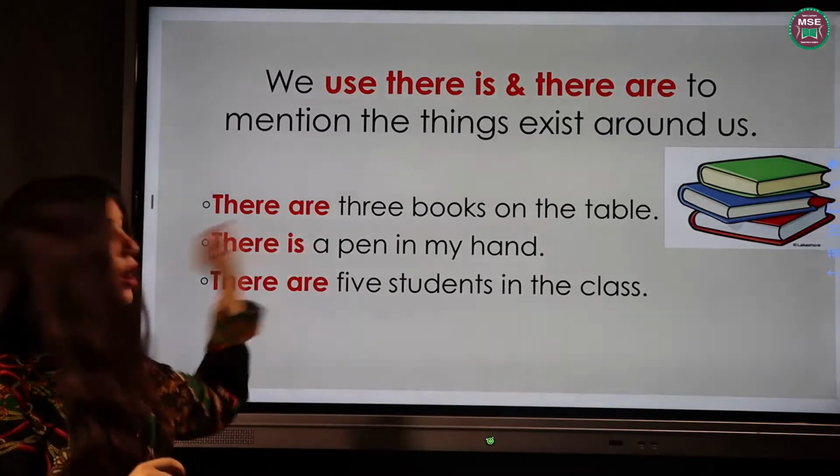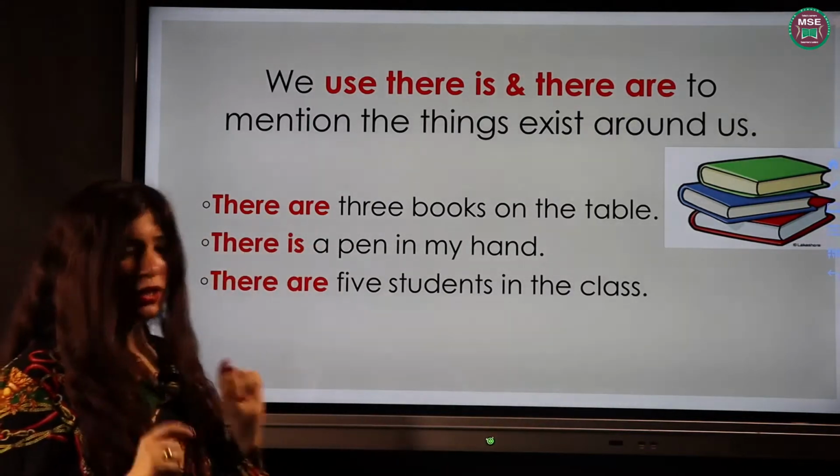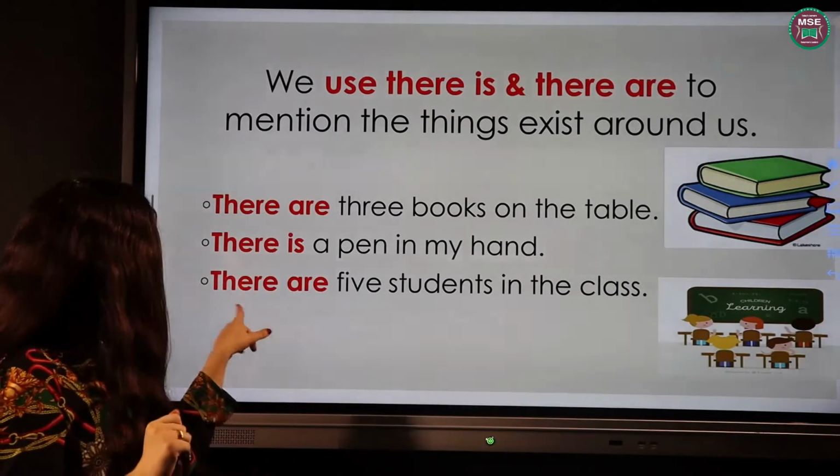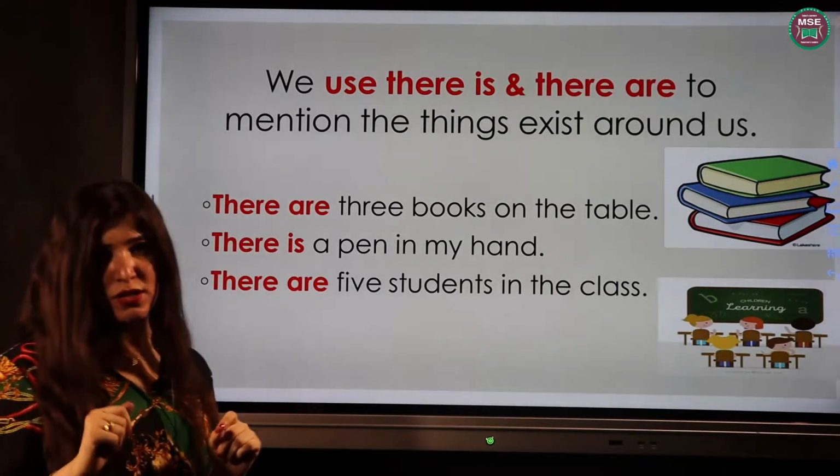So I choose are. There is a pen in my hand. There is pen, one pen. So I choose is. There are 5 students in the class.